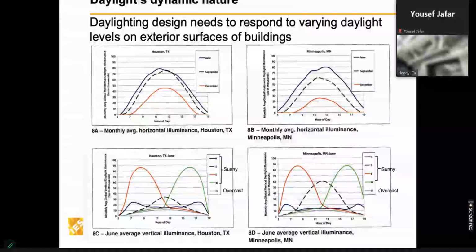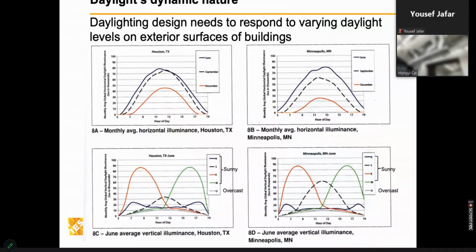Okay. Then for the overcast day, since you don't have a visible sun in the sky, you will have the maximum vertical light levels at noon time, which makes sense.